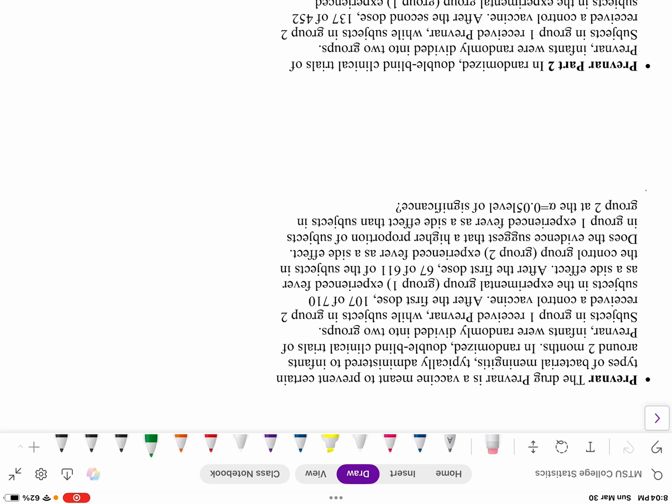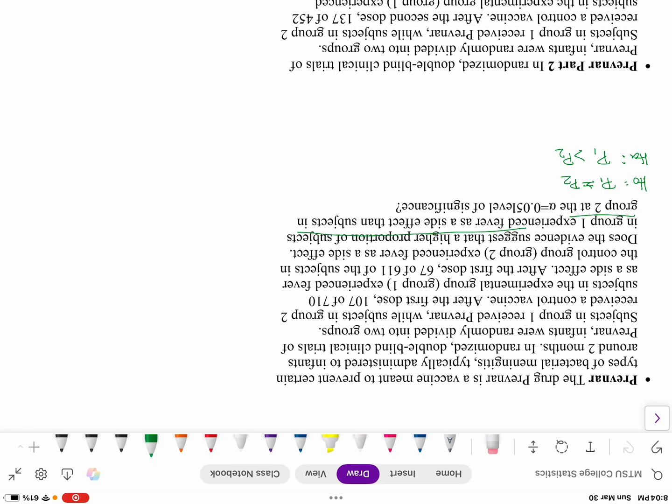So as we look at our null hypothesis, we're just going to go Group 1 and Group 2. Is the proportion in Group 1 equal? That's what we're testing. Are they equal? The alternative hypothesis, they stated here: does the evidence suggest a higher proportion of subjects in Group 1? So we're doing here, is Group 1's proportion greater than 2?